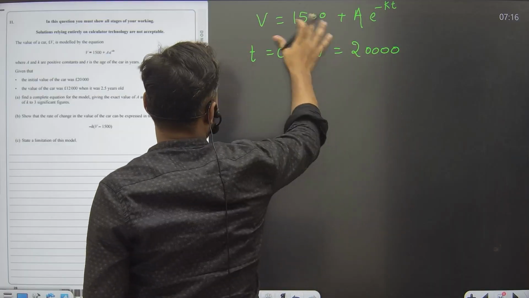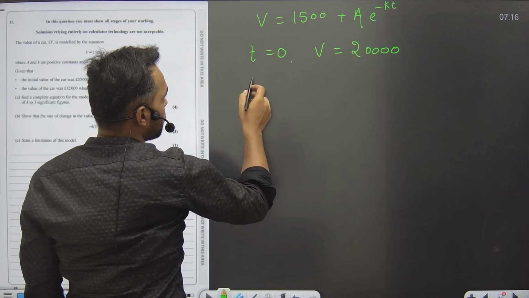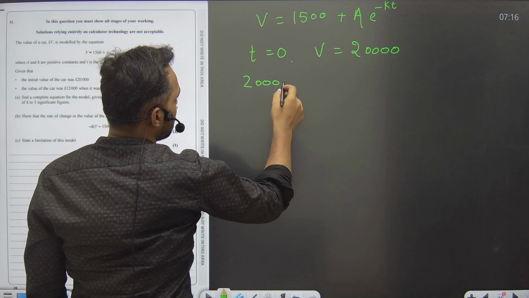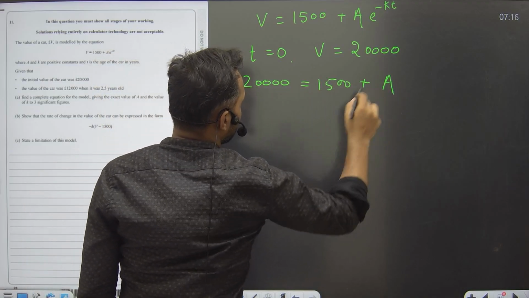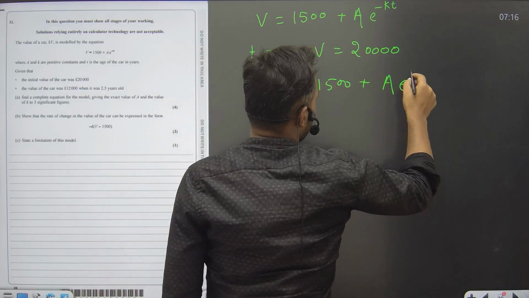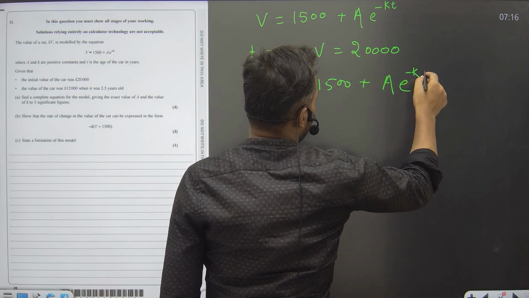So if we plug in this value in this particular equation, you will get 20,000 equals 1500 plus A e to the power minus k, which will be the same, and t will be 0.